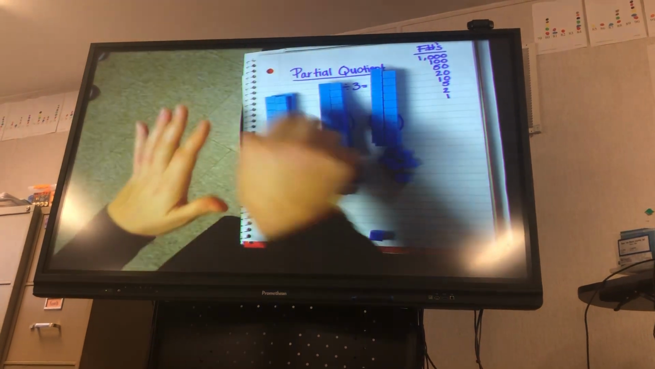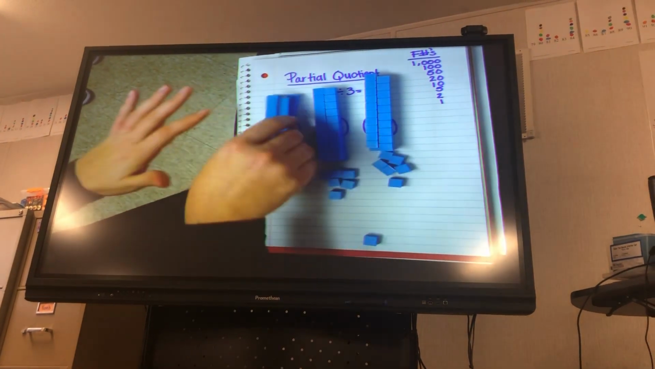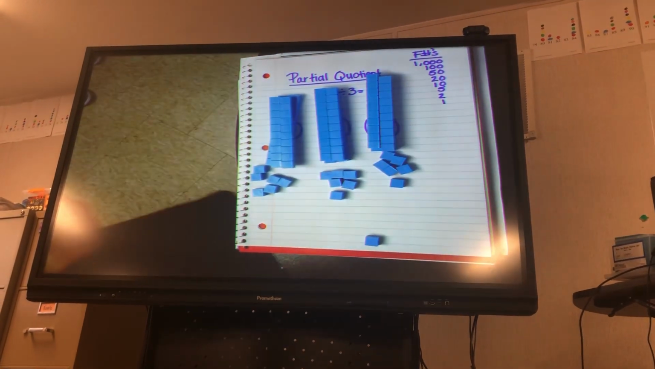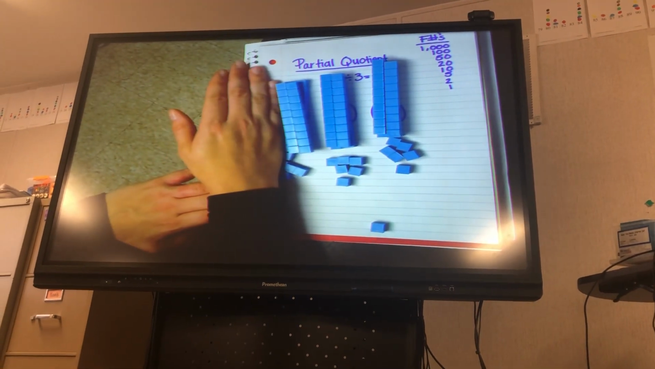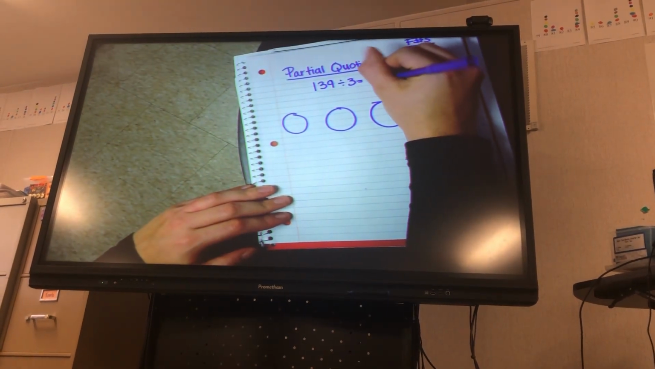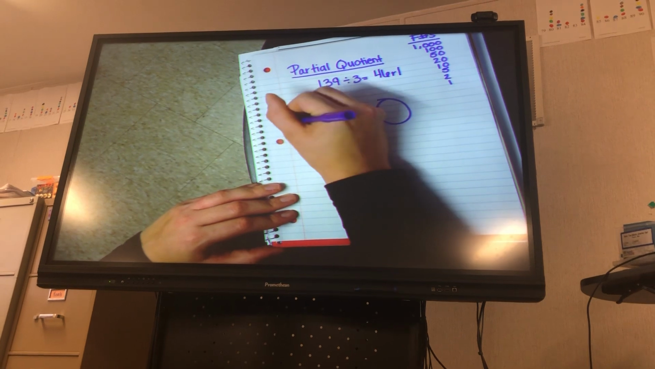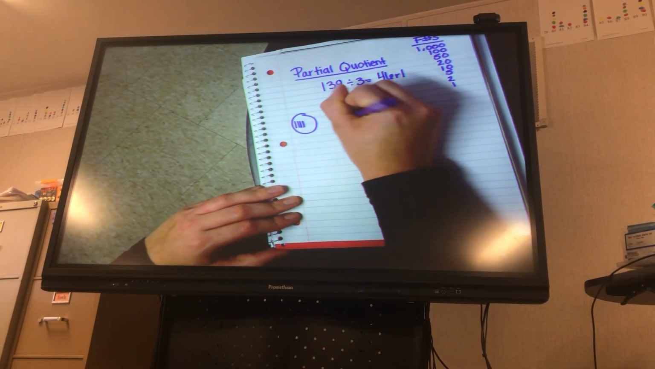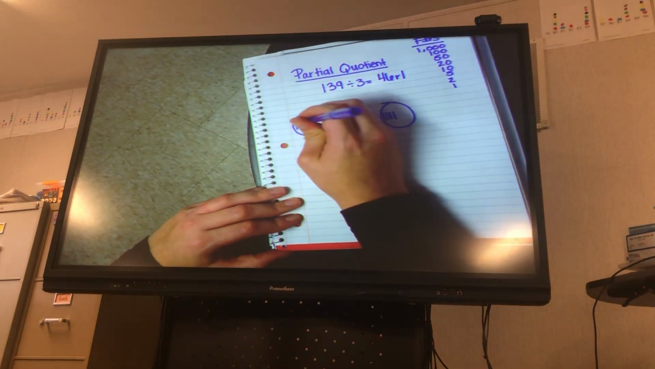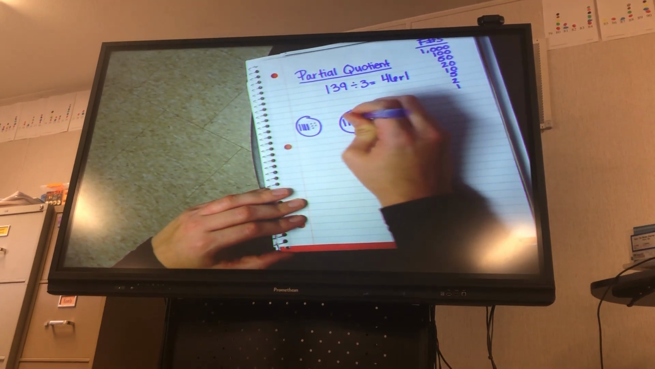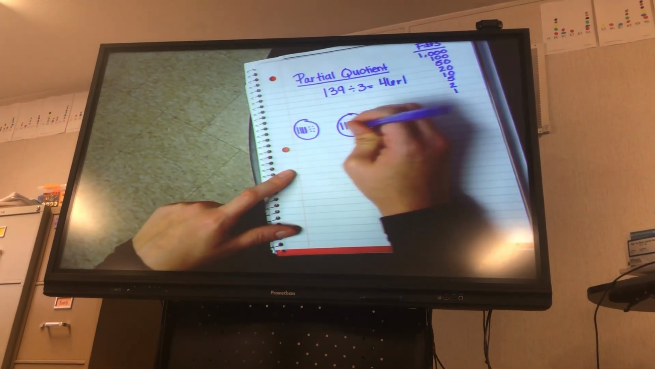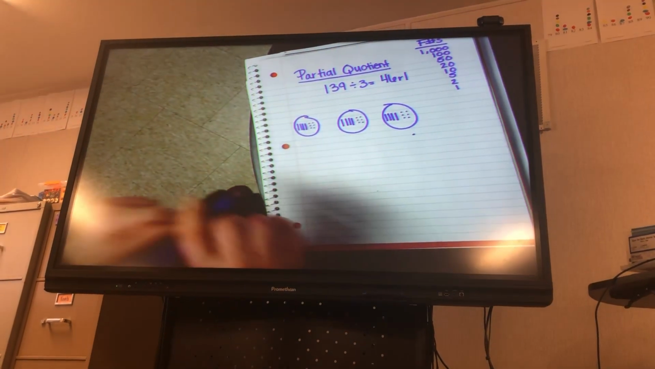And then how many does each person get? 10, 20, 30, 40. 1, 2, 3, 4, 5, 6. 46. 46 remainder 1. So let's show that. Let's draw that together. Our answer, 46 remainder 1. We gave out 4 tens. Then we gave out 5 ones. And then Jaden told us we could go again one more time. And we have one little guy hanging out over here who is left over.